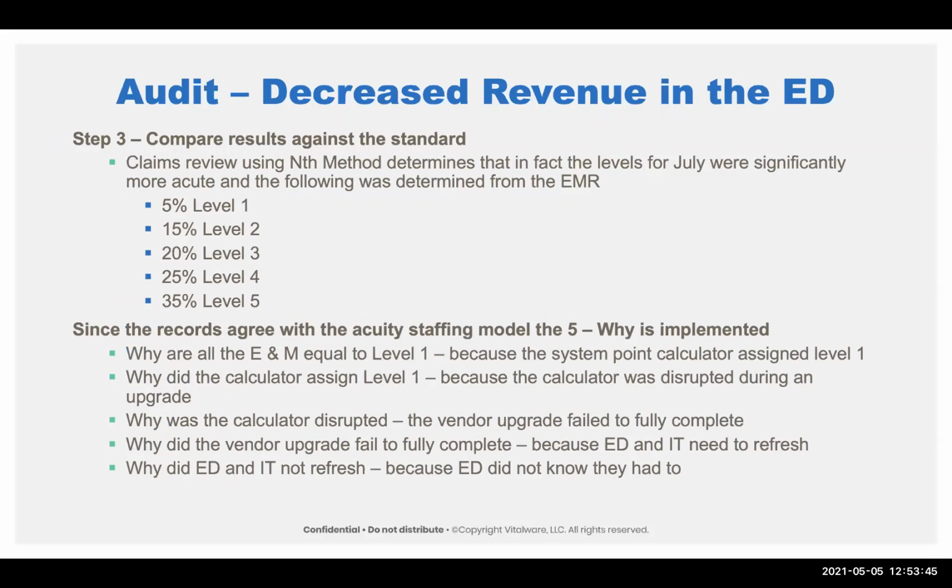Compare it against the standard. Well, here's what the standard should have been. Since the records agree and the acuity staffing is 5, what is implemented? So why are they all 1s? The documentation recommends a 5. The acuity standards recommend a 5. So why are they a 1? Why did the calculator do this?